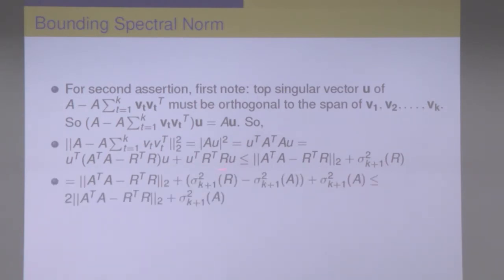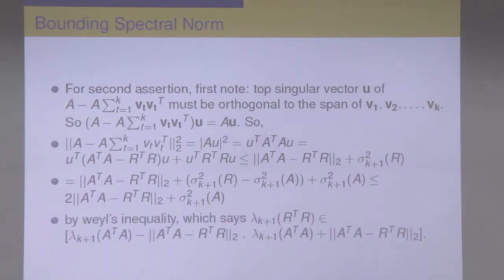Okay, so we're not done yet. That's the same written like that. Now I have that. I'm adding and subtracting sigma k plus 1 squared times the identity. We know what this is. How about this? I'm going to say that's also at most this. And that is using Weyl's inequality.